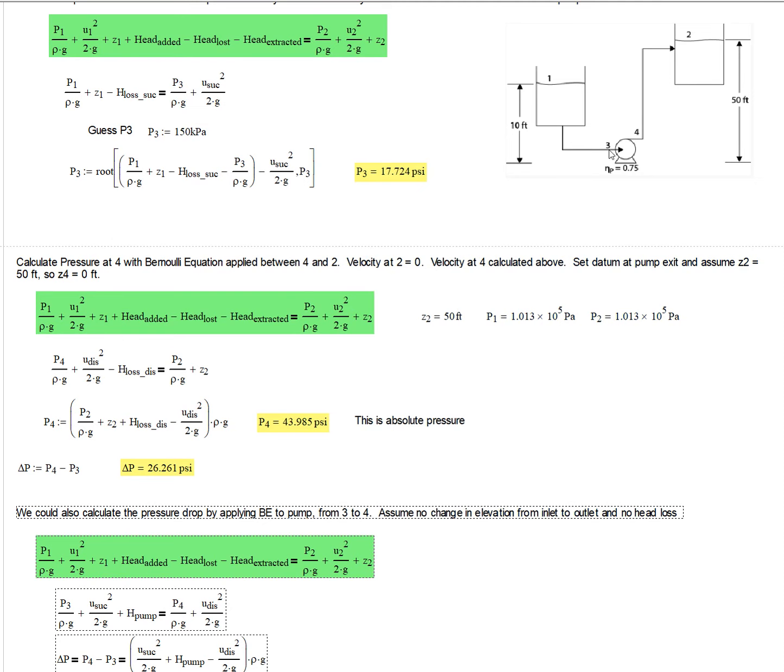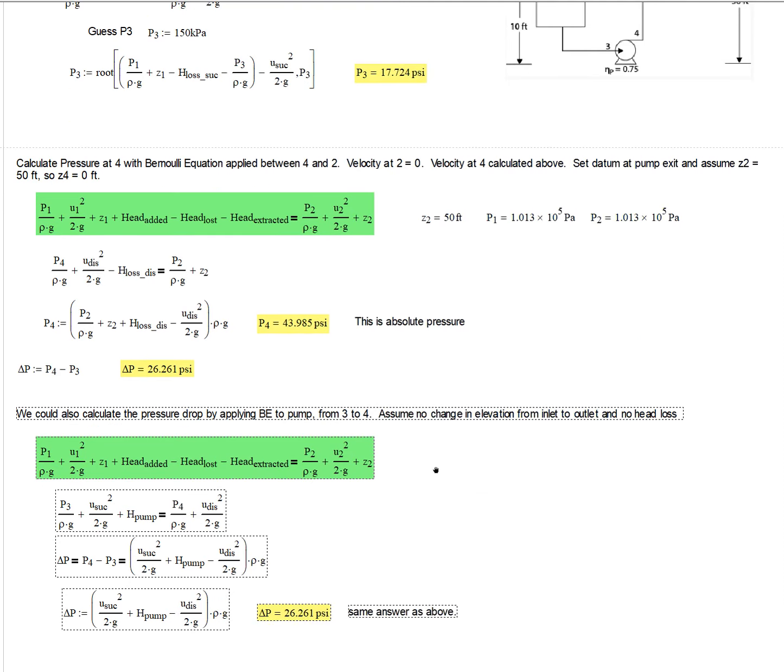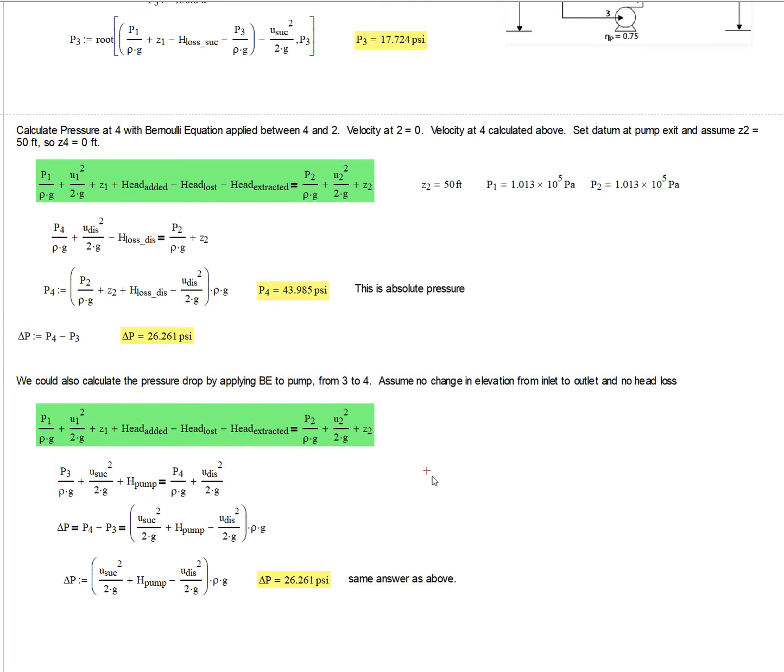We could also apply the Bernoulli equation across from 3 to 4. And so that's what this calculation does. When we do that, we have the P3 pressure head, velocity head on the suction side. Now we have to include H pump, which we calculated above, because our pump is now in our little system, our subsystem. P4 and discharge.